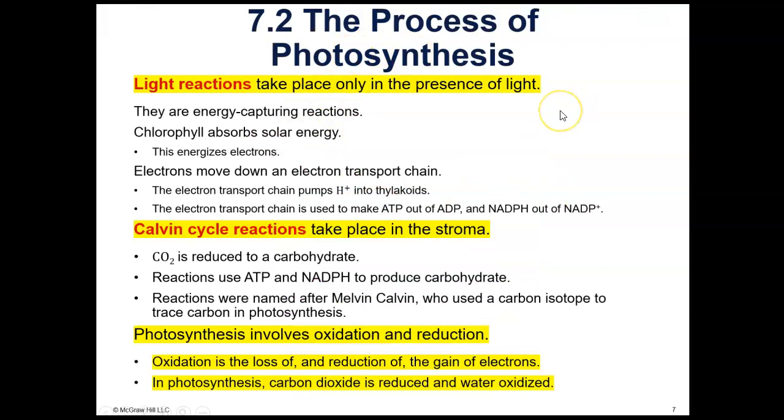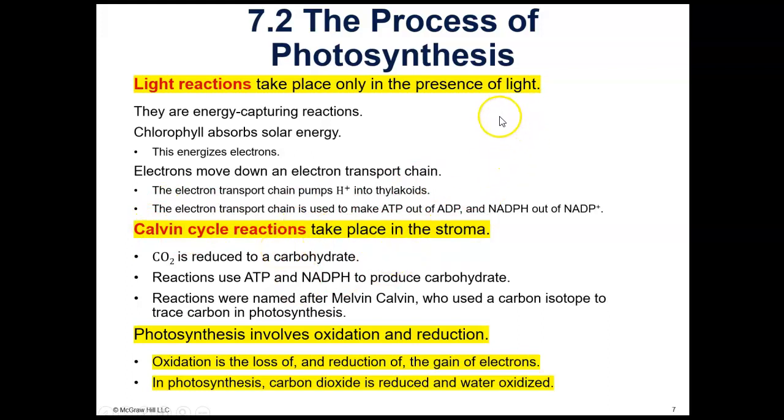Okay, now section 7.2 goes over photosynthesis, the entire process of photosynthesis. The two parts of photosynthesis are the light reactions, which take place only in the presence of light. Sunlight would be ideal, would be the best type of light. And then the Calvin cycle reactions take place in the stroma of the chloroplast, and they can take place in the dark or the light. The thing about the Calvin cycle reactions is they don't need light to take place.